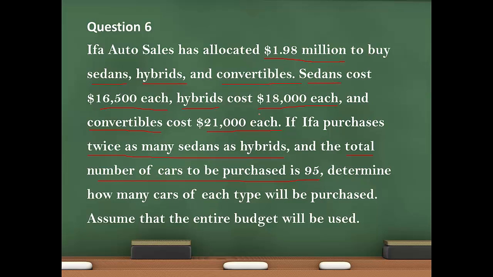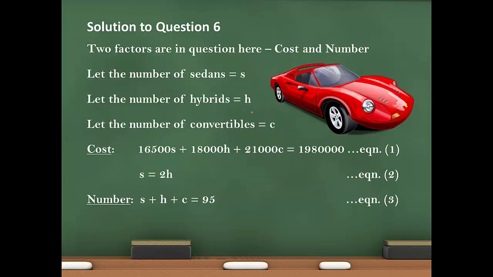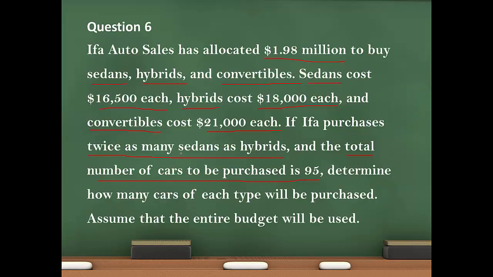It will be $36. Okay, and the rest of them. So you multiply the cost by the number, because that's the entire amount budgeted for. So the number S here times the cost, and then H times the cost of each, then the number of convertibles times the cost of each will be the amount of money you use to buy it. That's equation 1. Then it tells you that twice as many.